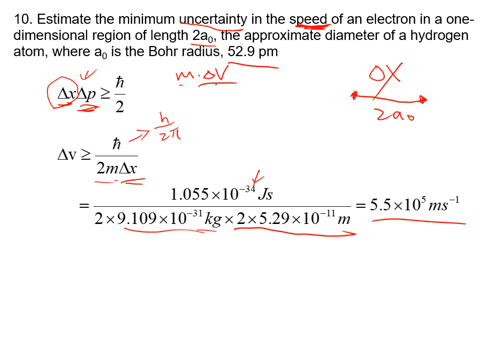So the uncertainty of the speed of that electron in this very tiny box is very large. If we know the electron is in a small range like this, a0 is a very small number, right? So if we know it's inside a small box, then we don't know much about the speed. The uncertainty is a huge number.